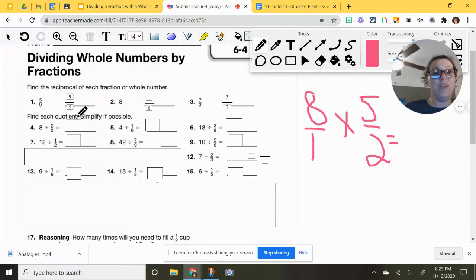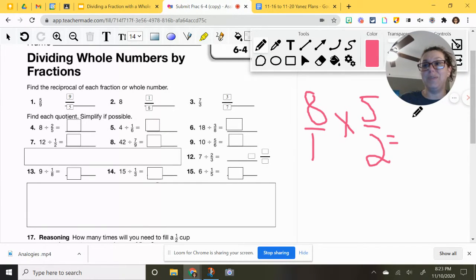And then you go ahead and you multiply it as normal. So 8 times 5 is 40, and the bottom is 2, so 40/2. And so now I'm left with an improper fraction.